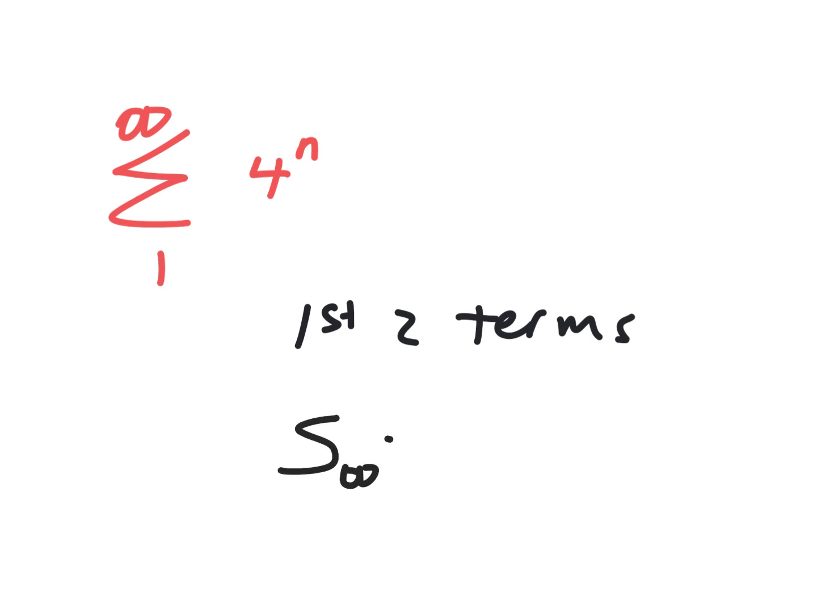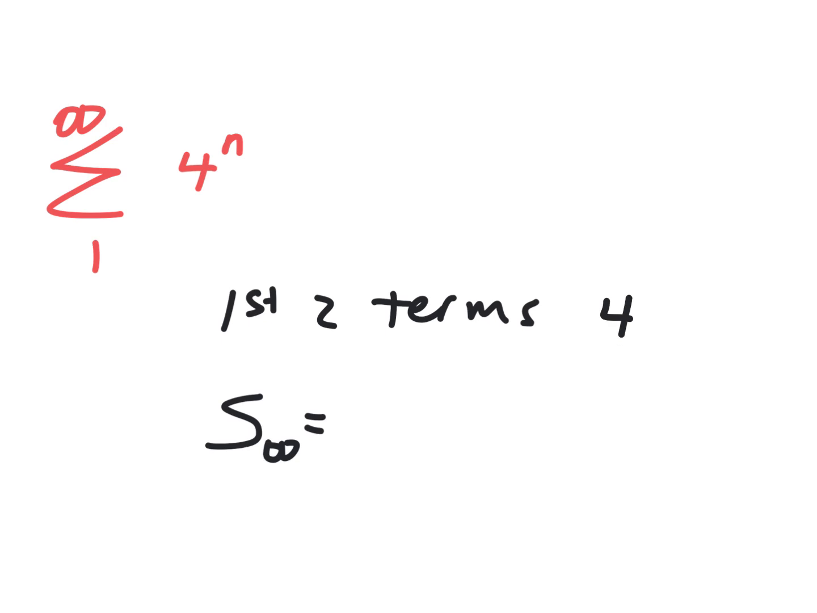And then tell me S sub infinity. Pause for a second. You figure this out, or not. So if we stick in 1 and 2 to find those first 2 terms, what did you get for your first 2 terms? So 4 to the 1, which is 4, and then 4 to the 2, which is 16. So those are the first 2 terms.